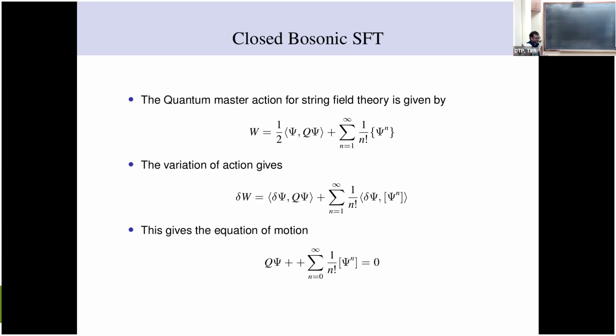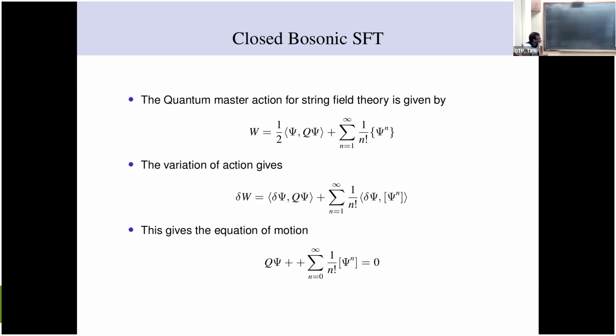Yes. So now we are ready with all these ingredients. We can write down this quantum master action for the string field. So it takes this form. Let me explain each term. The first term is the kinetic term. This is the BPZ inner product between psi and Q psi. And these are interaction terms.